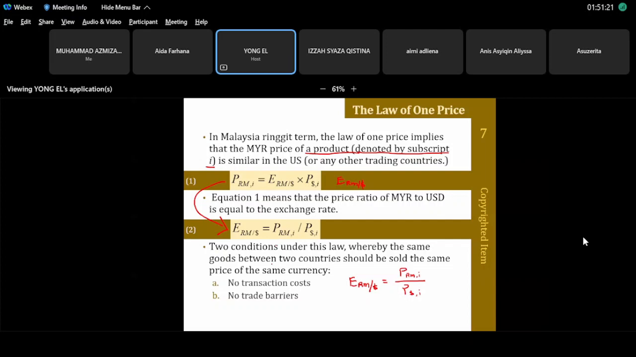I'm not going to explain the third point here. This is just an assumption: no transaction costs and no trade barriers, because we need to impose some assumptions, otherwise we will have difficulty understanding the foundations of the theory. When you have the opportunity to learn more about international economics, the theories will begin to incorporate transaction costs and also trade barriers.